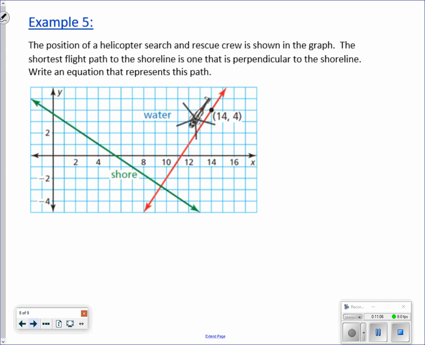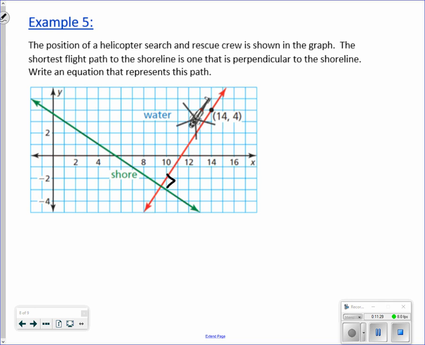The position of a helicopter search for rescue is shown in the graph. The shortest path to the shoreline is one that is perpendicular to the shoreline. So think about that. If you are out in the ocean and you want to get back to the shore, the shortest path would be the one that's perpendicular. Write an equation that represents the path. So here's what they want. They want to know what the slope is.